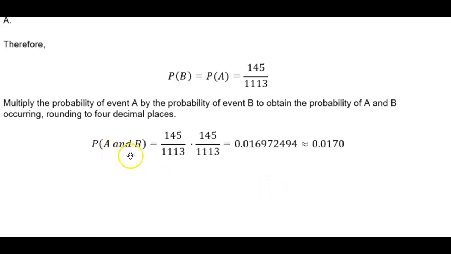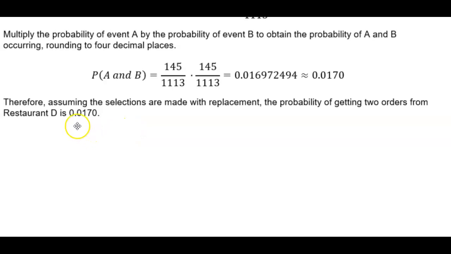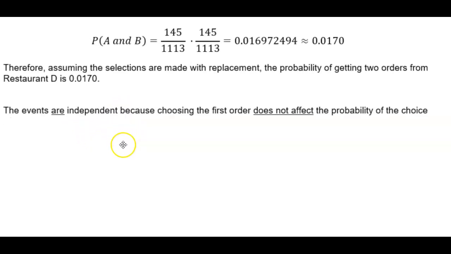So the probability of A and B is 145 over 1,113 times 145 over 1,113. Here is our decimal, and we round it to 4 decimal places. This rounds that 9 up, which changes that 6 to a 7, which gives us 0.0170. Therefore, assuming the selections are made with replacement, the probability of getting 2 orders from restaurant D is 0.0170. The events are independent because choosing the first order does not affect the probability of the choice of the second order, since it was with replacement.